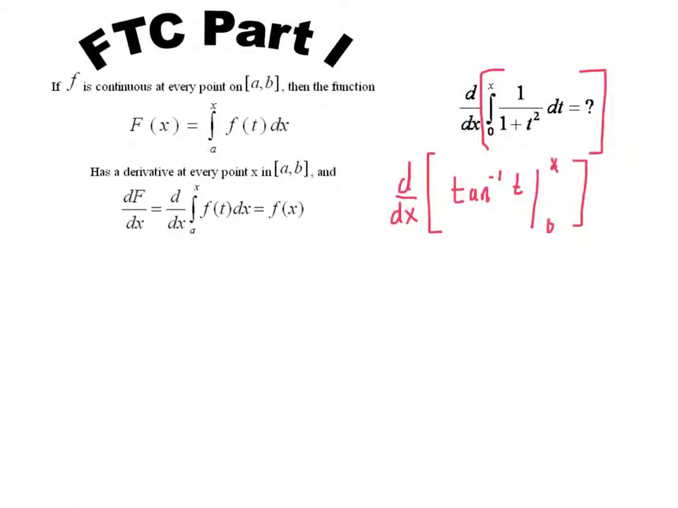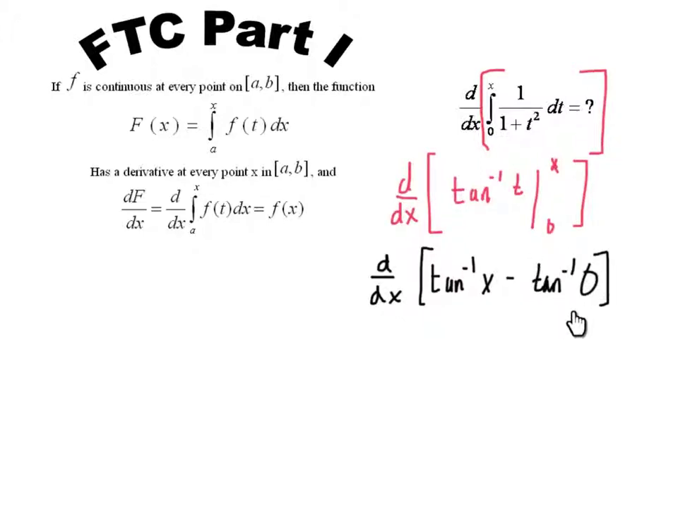Well, now what do I do? I plug in x and 0, right? That's what you do as you're evaluating an integral. So the inverse tangent of x, minus the inverse tangent of 0, and we subtract. That's what we do with an integral. We find the antiderivative and then plug in the endpoints. Well, at this point, I can take the derivative because I'm done with what's inside the brackets. I certainly could have evaluated this. The inverse tangent of 0 is 0, but I'm just going to stop there for now.